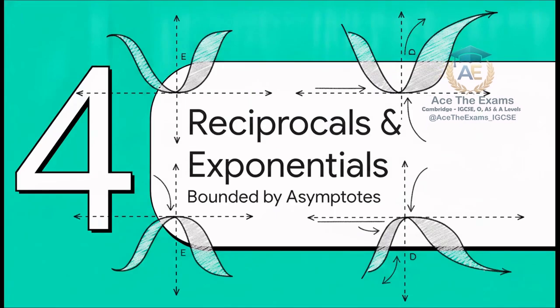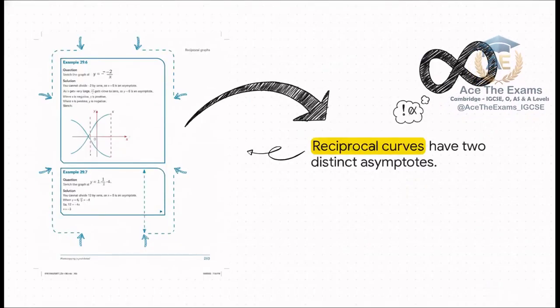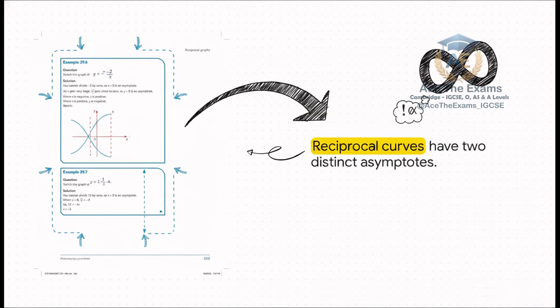Section 4, Reciprocals and Exponentials. Time for challenge number 2. Let's look at the families that truly terrify unprepared students, the reciprocals. The equation has x trapped in the denominator, like y equals -2 divided by x. Now here's your find the flaw challenge. Imagine Sam writes on his exam paper, the reciprocal curve crosses the y-axis at 0. Identify the fatal flaw in that sentence.